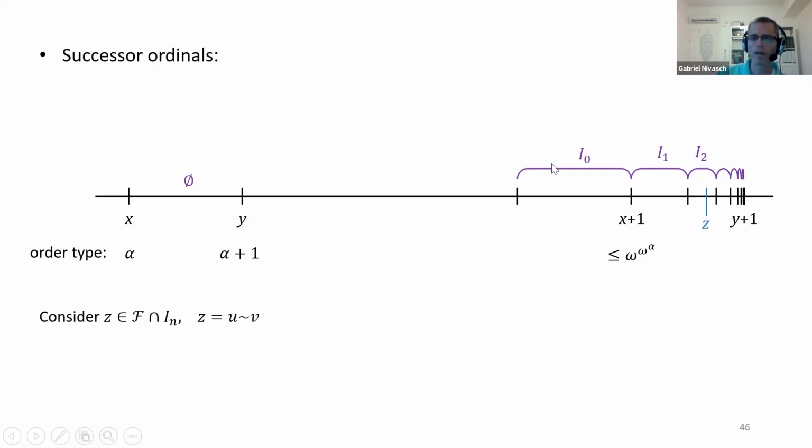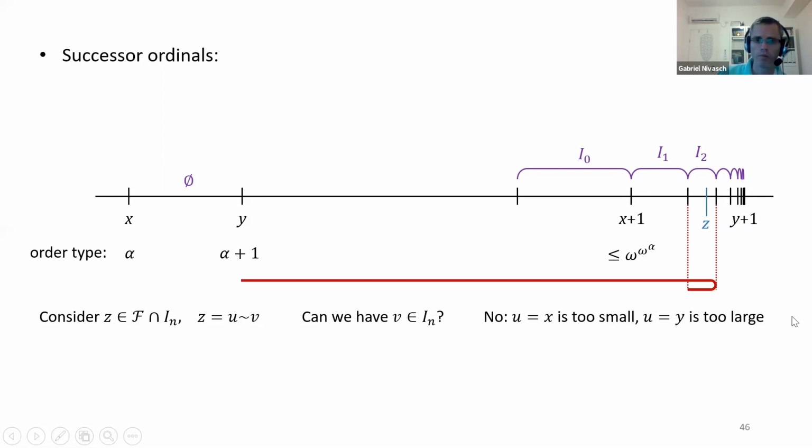So let's look at a certain interval. We have these intervals, I0, I1, I2, which are defined as before. So I0 is obtained by going backwards the same distance that you go from x to y. So let's say you have a certain fusible number z in some interval, let's say in I2. And z is obtained by fusing u and v. So can it happen that v belongs also to the same interval?